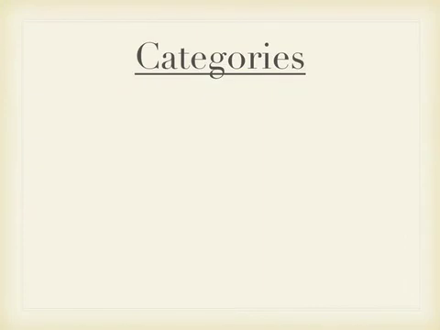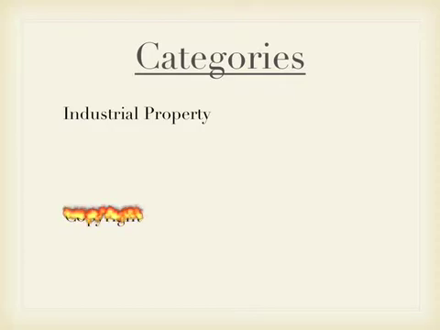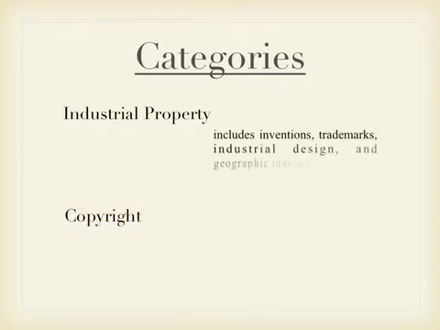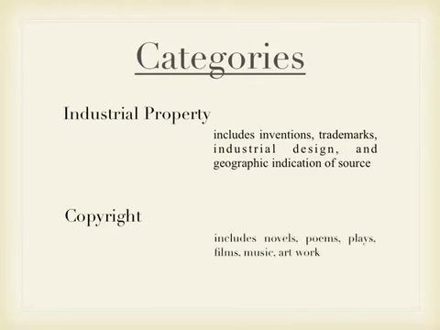There are two categories, which are industrial property and copyright. Industrial property includes inventions, trademarks, industrial designs, and geographic indications of source. Copyright includes novels, poems, plays, films, music, and artwork.